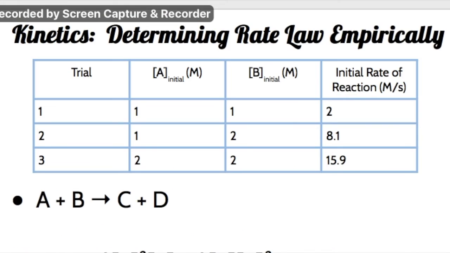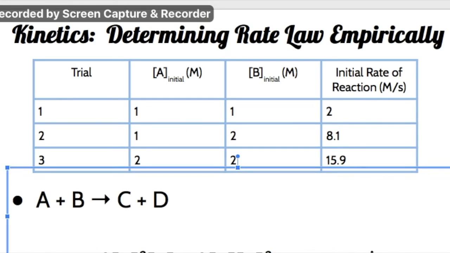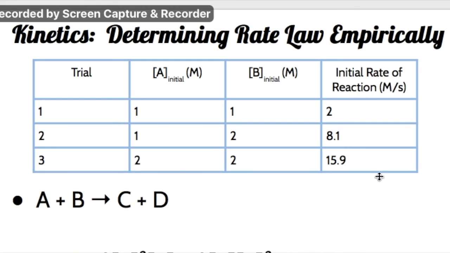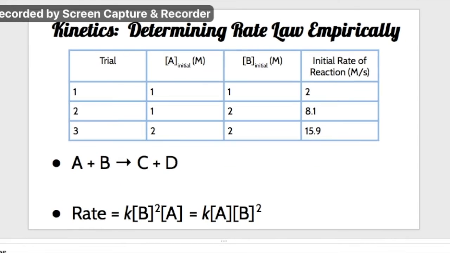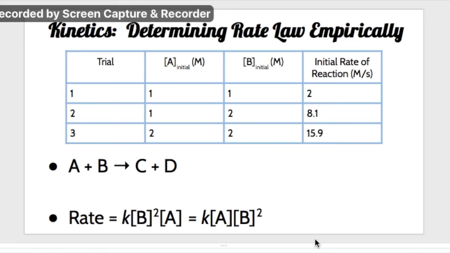Flipping back here, what would be the order of the reaction with respect to B? Very good, it is 2. What would be the order of the reaction with respect to A? 1, beautiful. And what would be the overall order of this reaction? Exactly, 3, 2 plus 1.